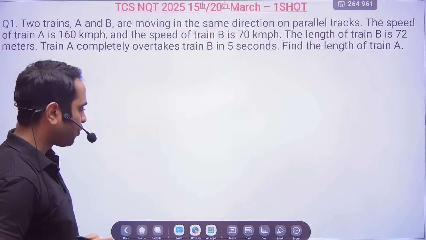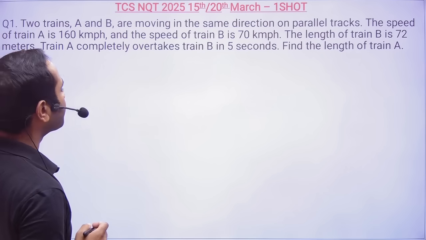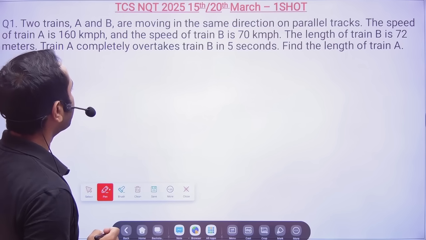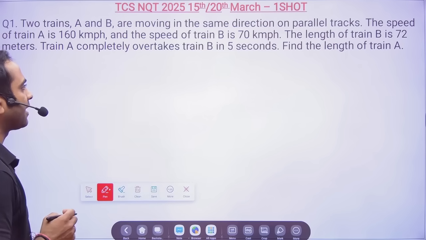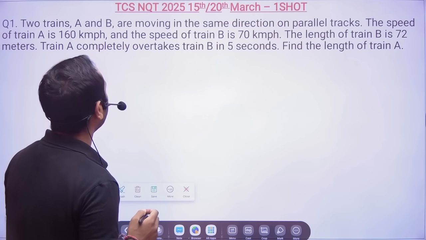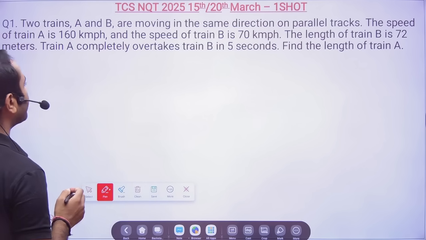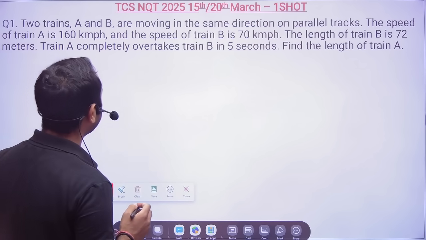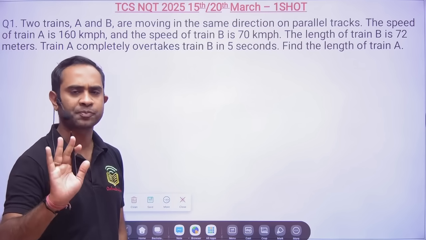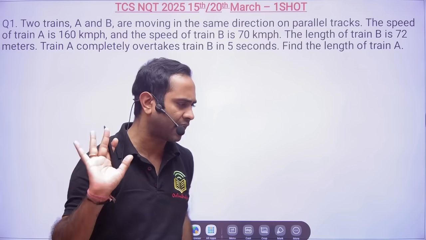Now here you could see question number 1, which is from the topic problems on trains. Two trains A and B are moving in the same direction on parallel tracks. The speed of train A is 160 km per hour and the speed of train B is 70 km per hour. The length of train B is 72 meters. Train A completely overtakes train B in 5 seconds. Find the length of the train. This is the expected question, and most of the questions were there from the TCS NQT crash course itself.